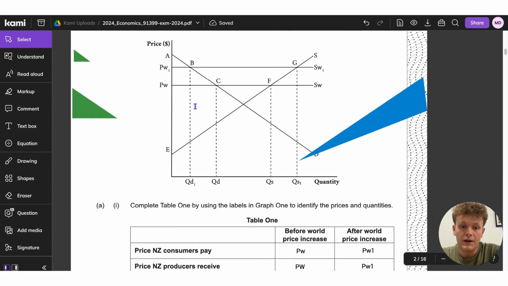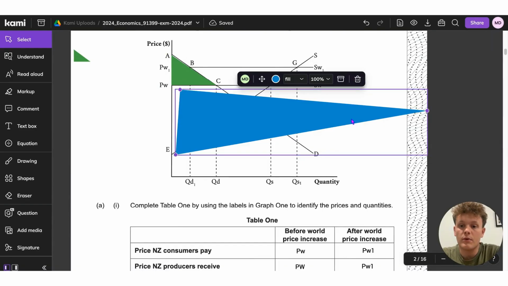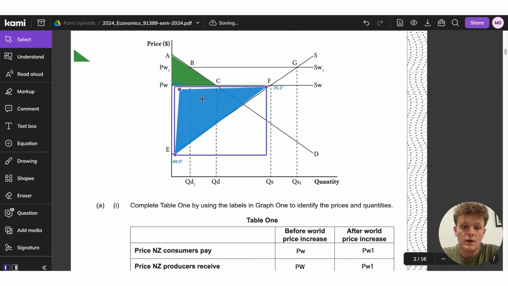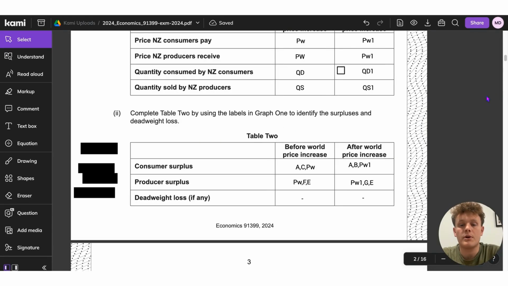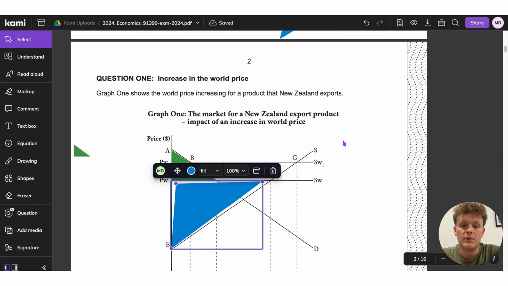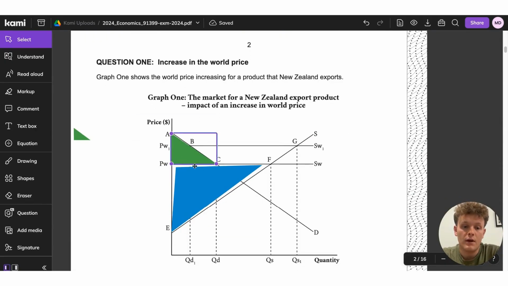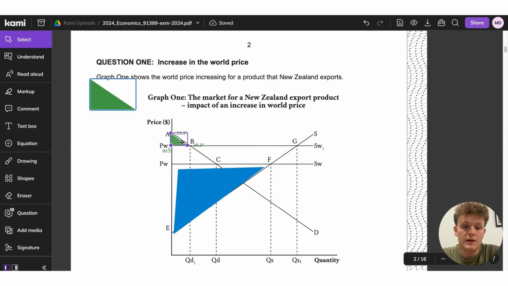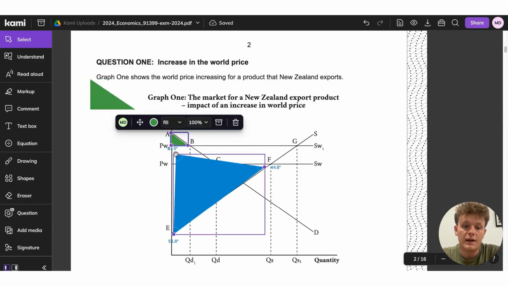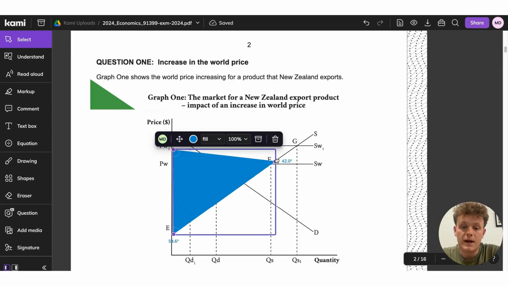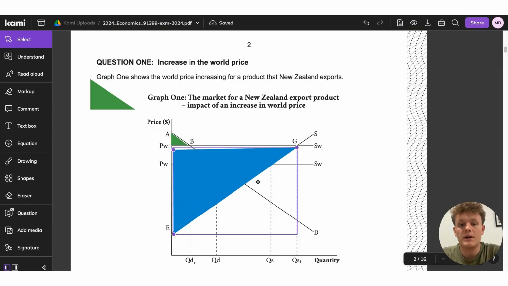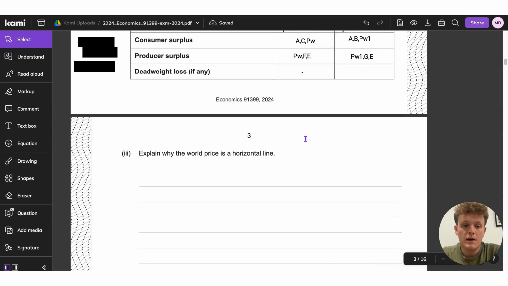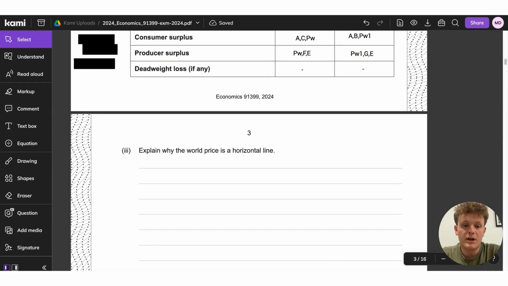On my graph here, I can see that there was no deadweight loss before, and after, there's still no deadweight loss. So there was our consumer and producer surplus. There's no government intervention, so there's no deadweight loss. And then after, the consumer surplus obviously gets a bit smaller, but the producer surplus gets much larger. And again, the surpluses are maximised. There's no deadweight loss in the market. It's still allocatively efficient.